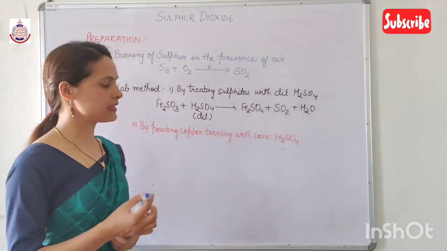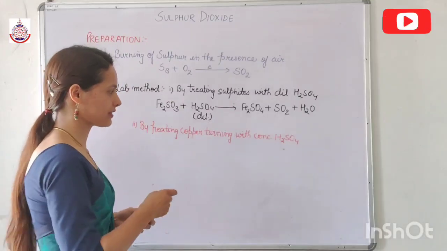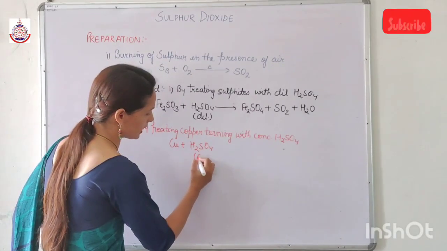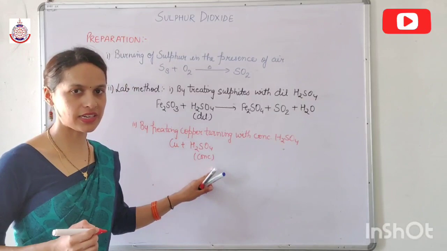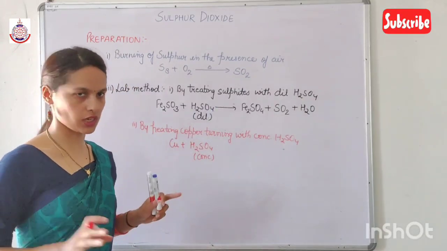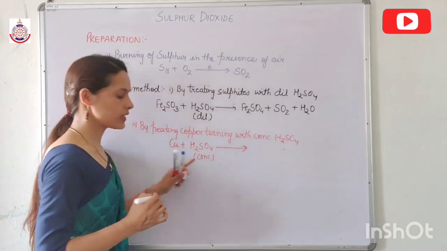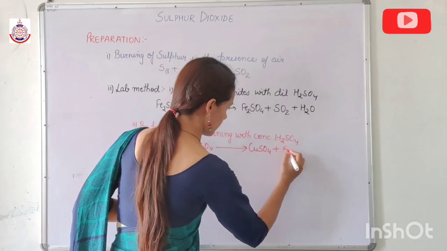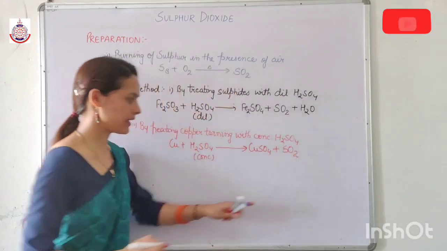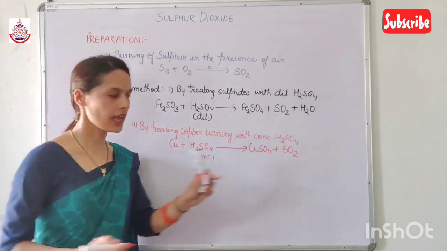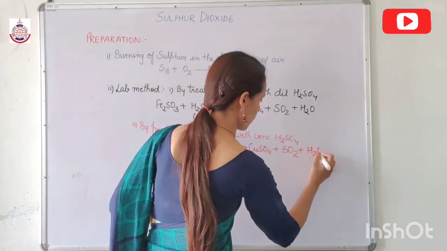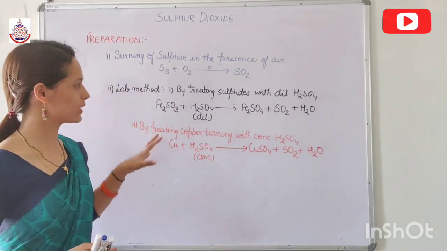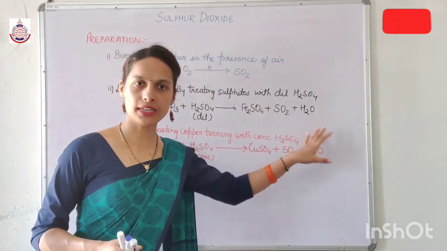By heating copper turnings with concentrated sulfuric acid, the reaction becomes Cu plus H2SO4. But here the H2SO4 we have to take is the concentrated one; in the previous reaction the dilute one is sufficient. When copper reacts with concentrated H2SO4, we get CuSO4 plus SO2 plus H2O. So these two are the laboratory methods through which we can prepare sulfur dioxide.